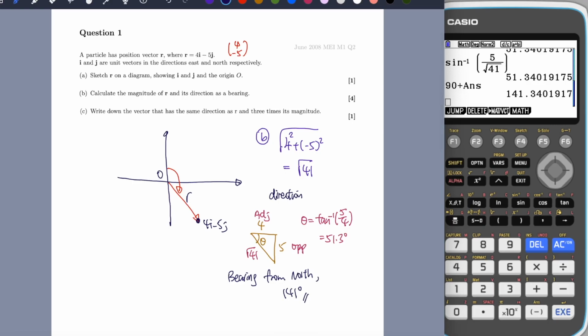Part C is to write down the vector that has the same direction as R and 3 times the magnitude. So 3 lots of the vector 4 and minus 5 will be 12 and minus 15. So that's just part C of the question. Write down the vector that has the same direction as R, so 12 and minus 15, and 3 times the magnitude. So that's question 1.